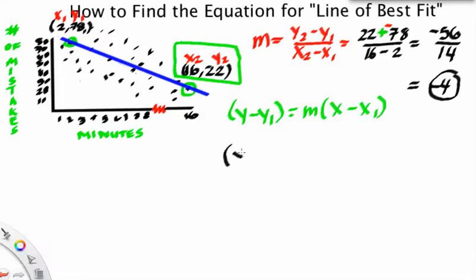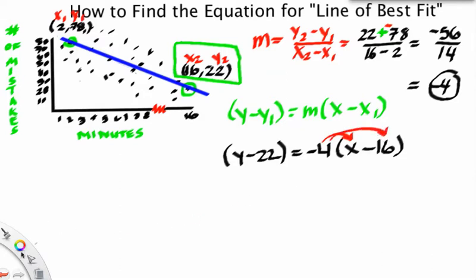Y minus, and now y2 for me is becoming y1. So I'm going to say y minus 22 equals negative 4 times x minus 16. Okay? And once you've plugged it in, your first thought should be distribution, which most of you guys are thinking that anyway, so good for you.